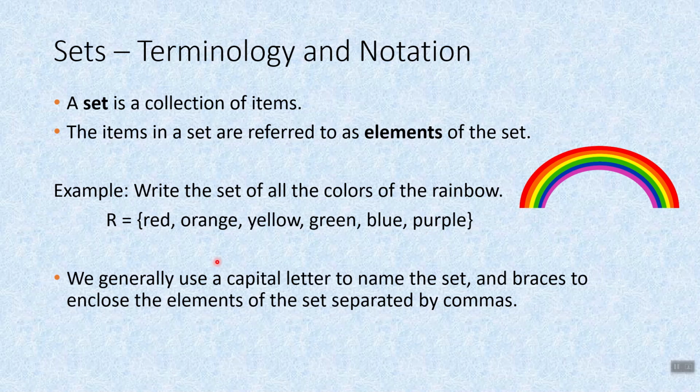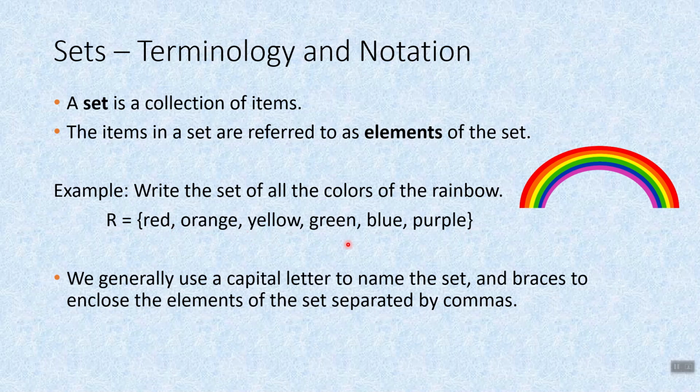So when we write sets, we generally use a capital letter in order to name the set, and then we use braces. Also, I'll sometimes call them squiggly brackets because I'll forget the word braces. Braces enclose the set, and then the elements are always separated by a comma.